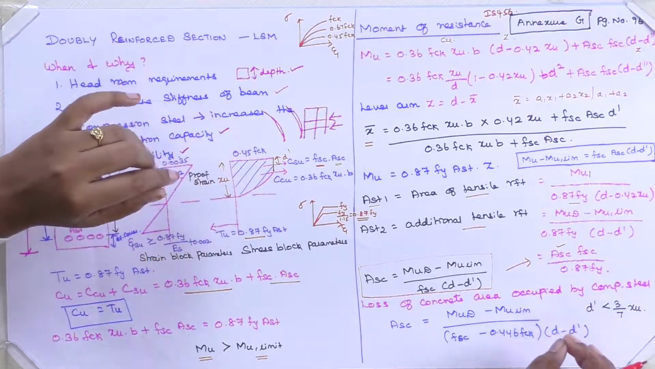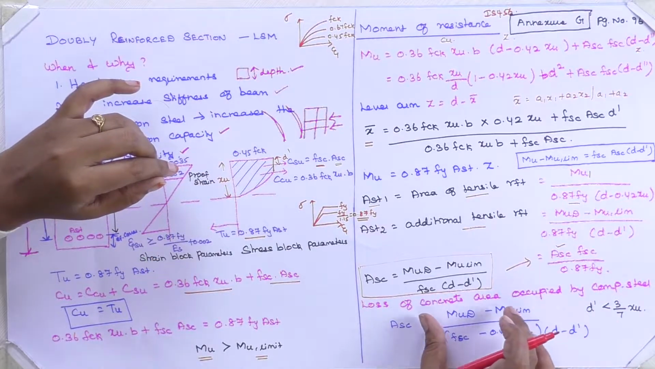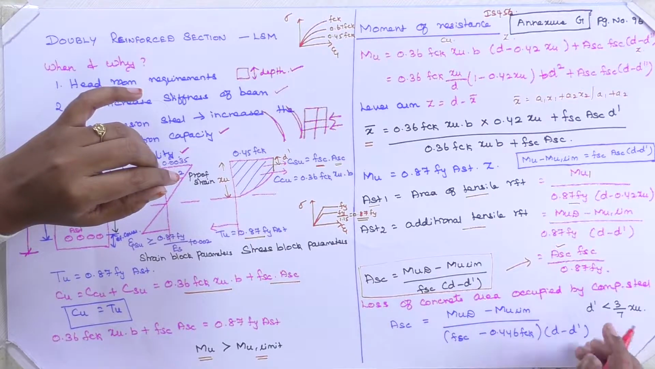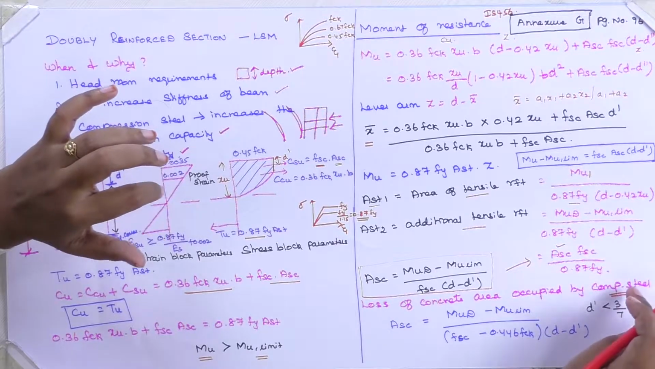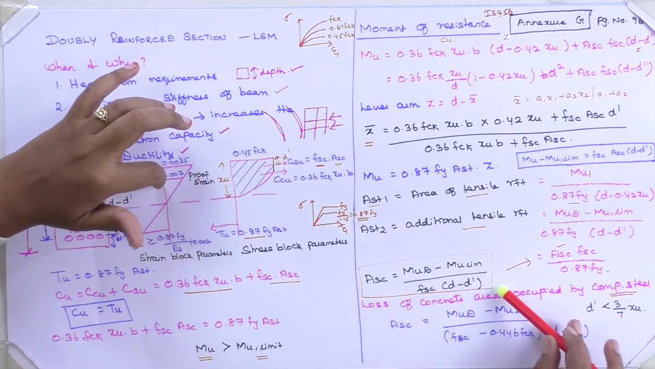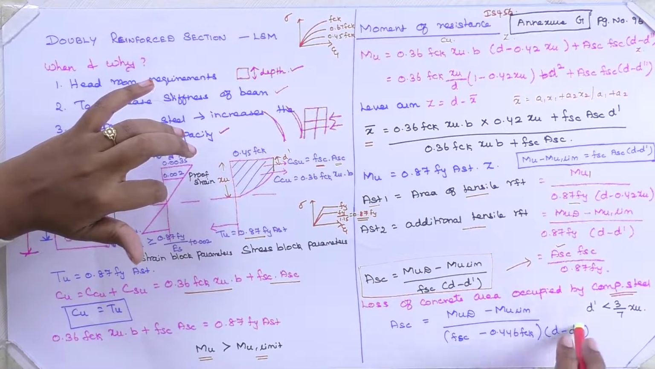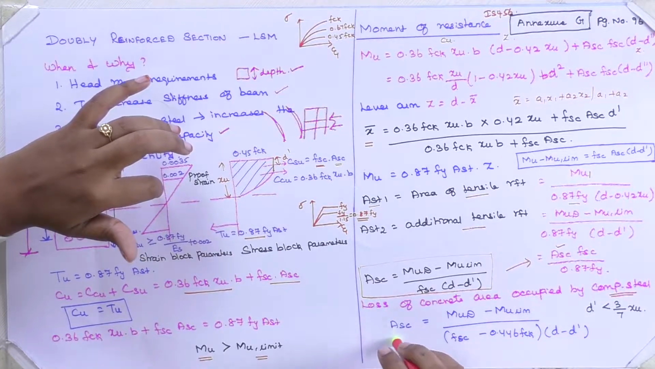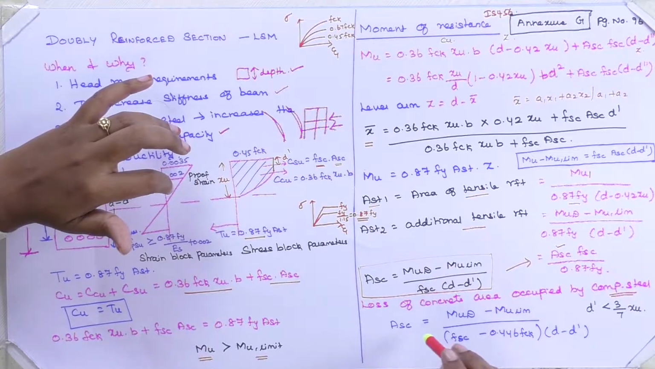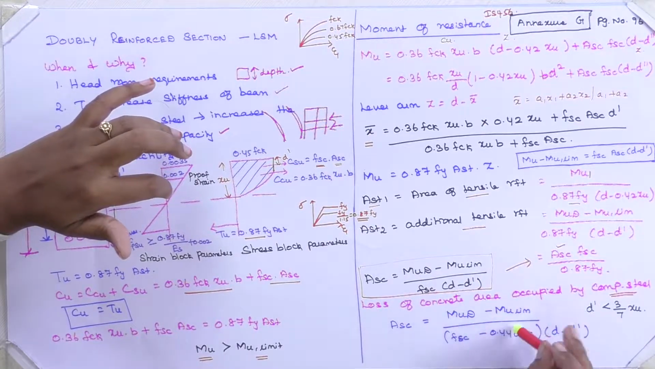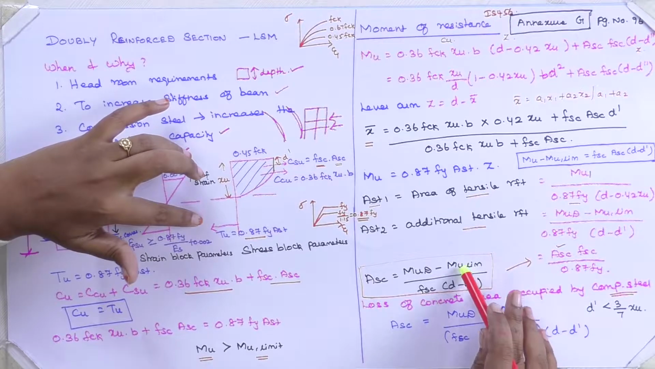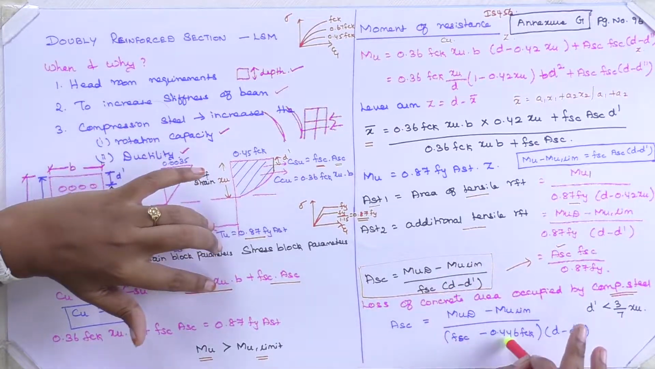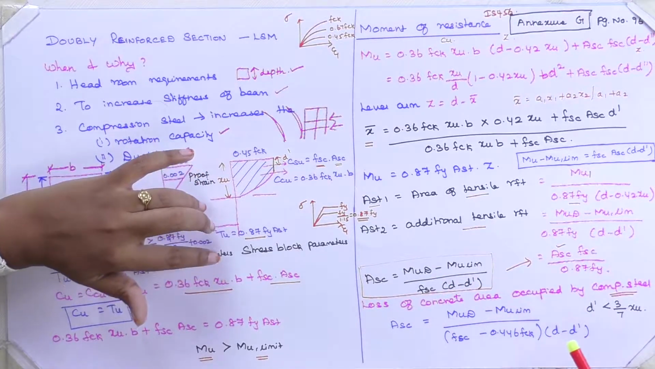Okay. Here some concrete area is being lost because I am putting compression steel in the compression region. In the region occupied by the steel, some concrete area has been lost. That area I can take in this manner. What is the amount of concrete area that I want to deduct? That is Asc in this fashion: Mu minus Mu limit divided by (Fsc minus 0.446 fck) into (d minus d dash). This is the formula for providing compression steel. This is the loss of concrete area occupied by my compression steel.